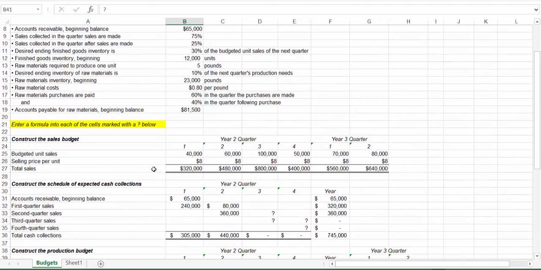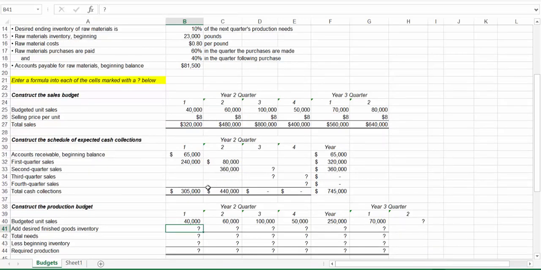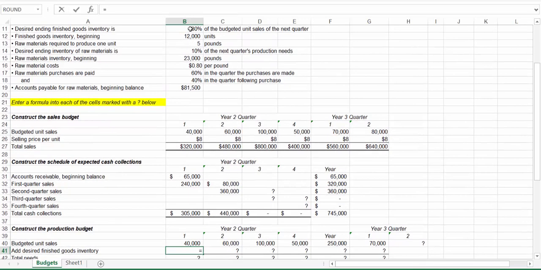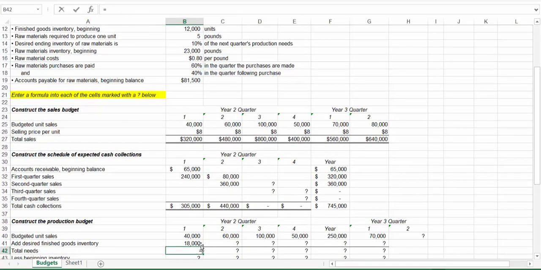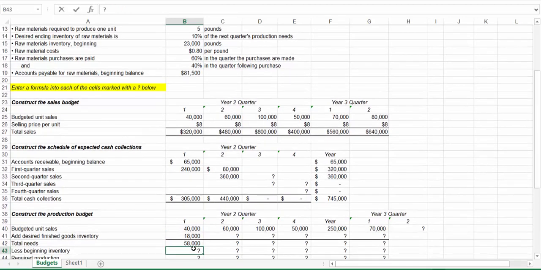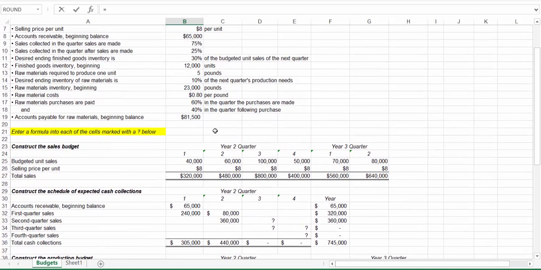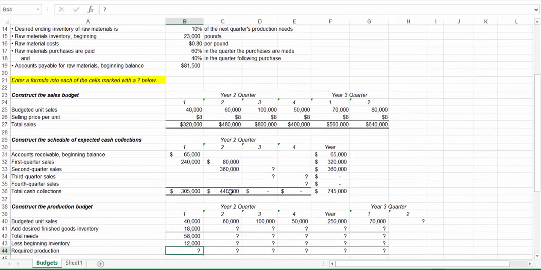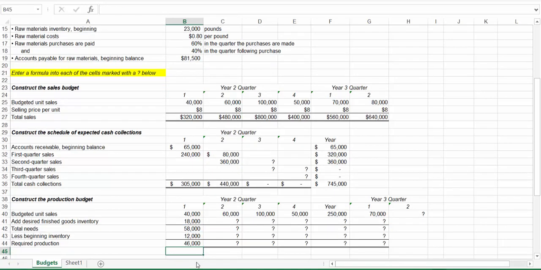Our desired finished goods inventory, it tells us, is 30% of the budgeted unit sales of the next quarter. So this is going to be equal to 30% times the budgeted unit sales of the next quarter. Our total needs are equal to this plus this. Our beginning inventory in this case is going to be the number that they tell us up here. So our finished goods beginning inventory is 12,000 units. And then this one is equal to the total needs minus what you have already, your beginning inventory.